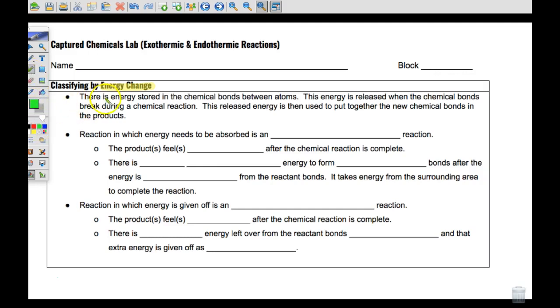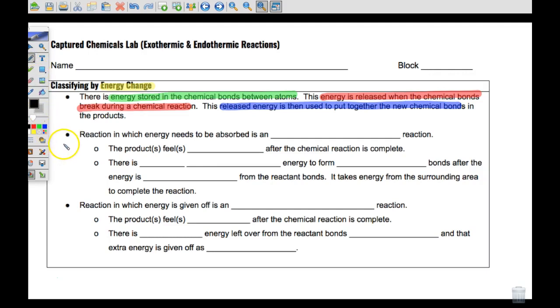In order to do this, we have to understand that there is energy stored in the chemical bonds between atoms. And when chemical bonds are broken during a chemical reaction, that energy is released. But that energy doesn't just go away forever. Instead, that released energy is used to put together the new bonds for the products.